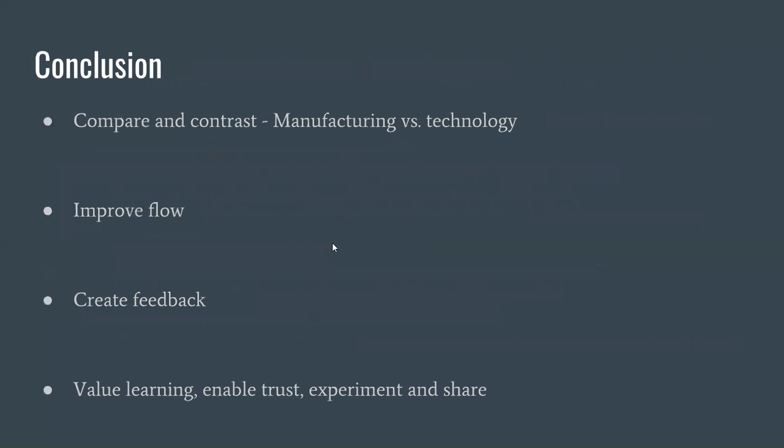So in conclusion, we've done a compare and contrast from manufacturing to technology. We want to discover how we can improve flow, how we can create feedback in that flow, and then we can create cultures that value learning, enable trust, where we experiment and share, and then we're going to continually do that as we develop and put things into operations for our customers.